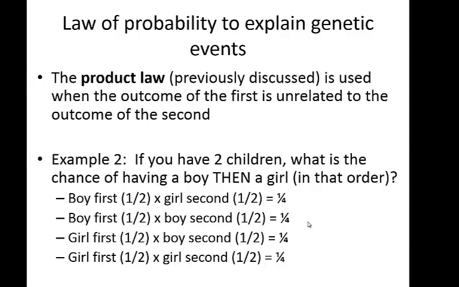The other possibilities are that you could have a boy first and a boy second. That's equally likely, a 1 in 4 chance. Another possibility is having a girl first and a boy second. That's a 1 in 4 chance. The other possibility would be having a girl first and then a girl second, which would also be a 1 in 4 chance, or 25% chance.